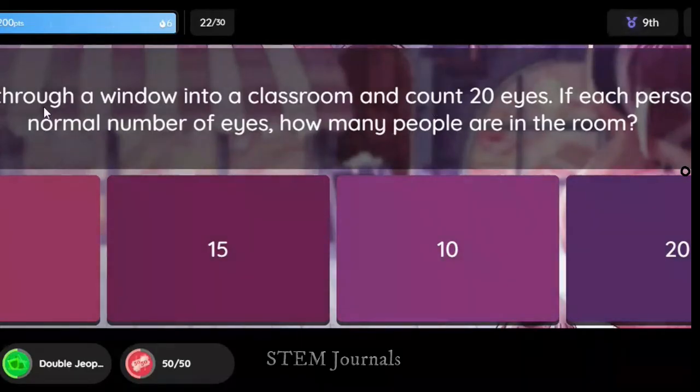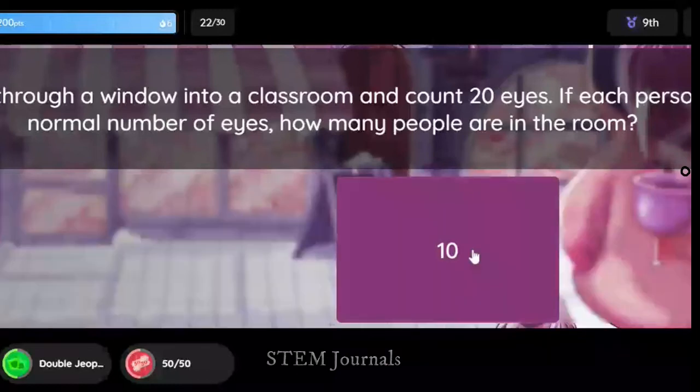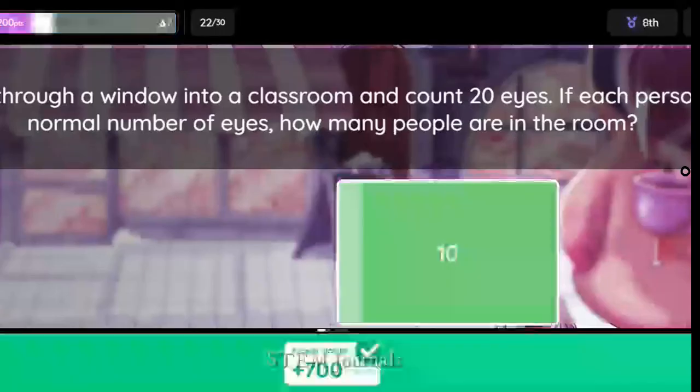You peer through a window into a classroom and count 20 eyes. If each person has a normal number of eyes, ito medyo common sense na lang din. If each person has a normal number of eyes, how many people are in the room? So kung 20 eyes yan, lahat tayo, kung normal number of eyes naman, may tigdalawa tayong mata. So there are 10 people in the room.